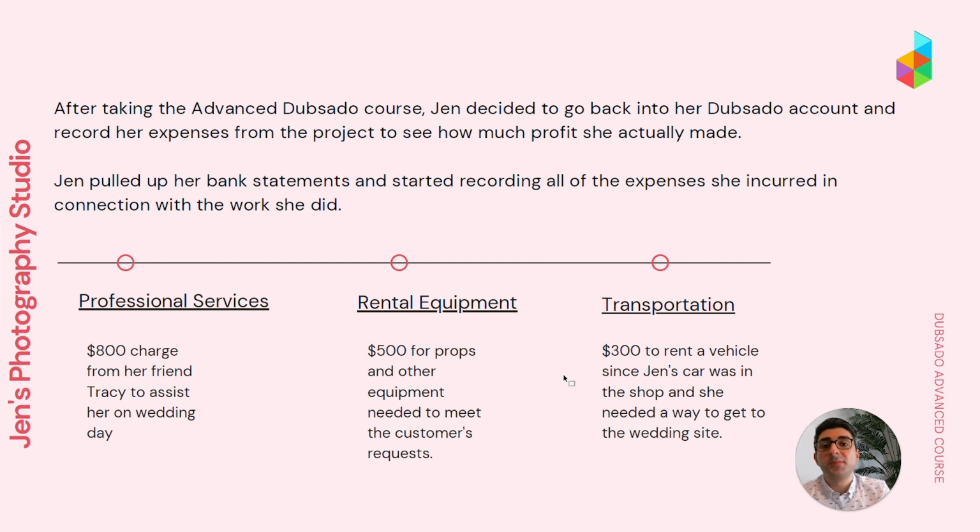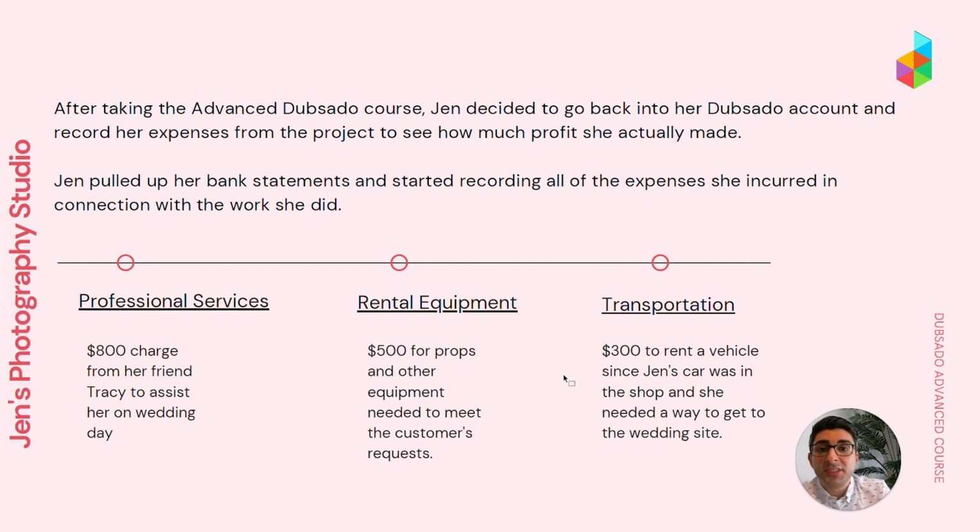The first one is for professional services. Since Jen is a sole proprietor, she works alone, she sometimes contracts with her friend Tracy for these types of projects, especially 8-hour-long projects where she needs a helping hand. So she paid Tracy $800 to help her for the day. So that's one expense that she incurred.